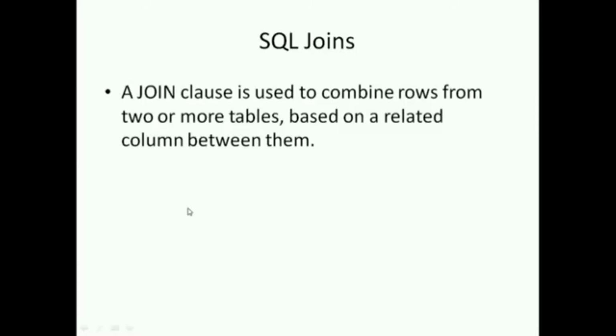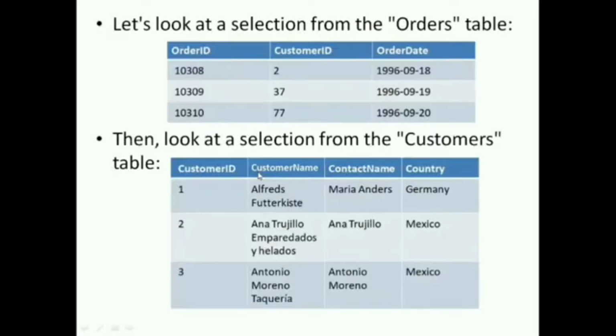So the next concept is SQL join, and this one is also one of the major and one of the important concept in SQL. So the join clause is used to combine the rows from two or more tables and it is joined based on a related column between them. So सोच लो, let's look at the selection from the order table. It has the columns like order ID, customer ID and order date. And then look at this customer table which has customer ID, customer name, contact name and country.